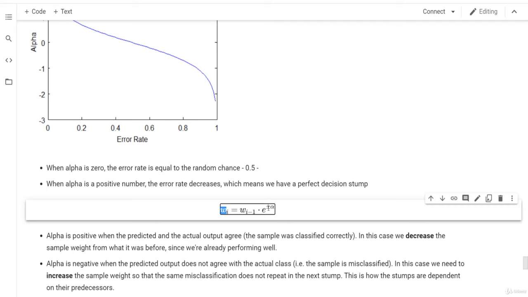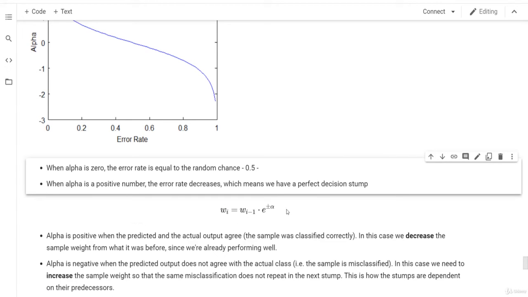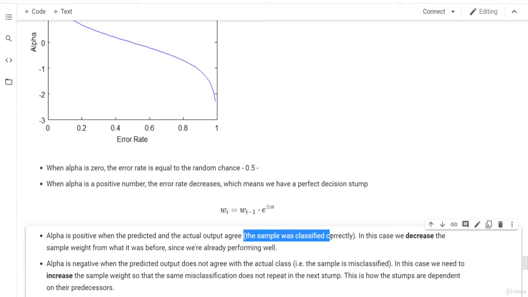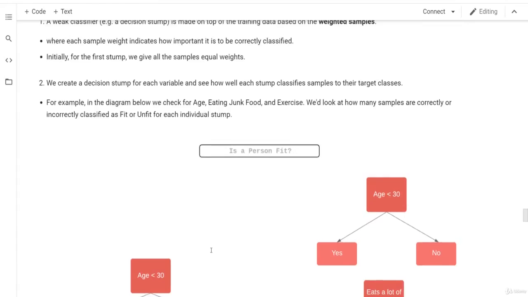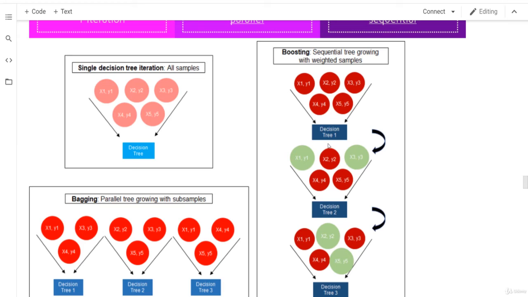So let's understand what we mean exactly by this. When alpha is positive, then the predicted and the actual output agree, right? So basically the sample was classified correctly. In this case, we decrease the sample weight from what it was before, since we are already performing well, right? So if we go back here, you will see that we are giving a smaller weight for x1 after this iteration, because this decision stump decided that this is actually correct, right? So in the next iteration, we don't really want to focus on this sample, right?